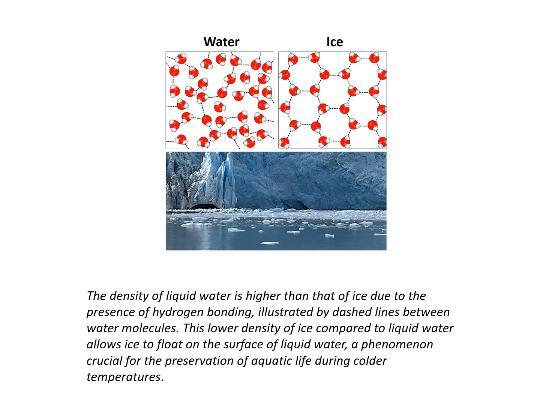This illustration shows the difference in water molecule arrangement between the liquid and solid states. In liquid water, molecules are closer together, while in ice, hydrogen bonds, shown here as dashed lines, hold the molecules in a more open, rigid structure. As a result, ice is less dense than liquid water, which is why it floats. You can see this principle in action in the photo below, where ice floats on the surface of the ocean.